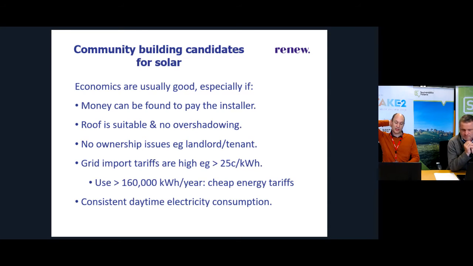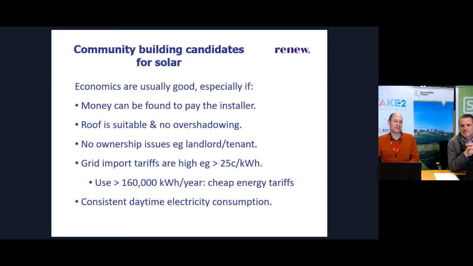You want a suitable roof, obviously, and no big trees or buildings casting shadows over the panels, because especially if it's casting shadows around the middle of the day, that can have a pretty big impact on the solar output.